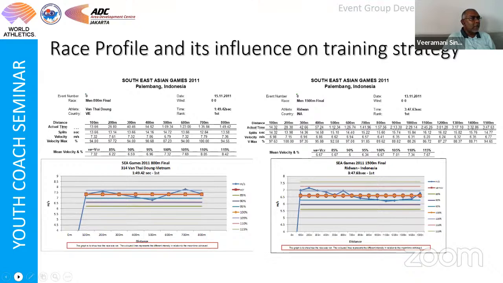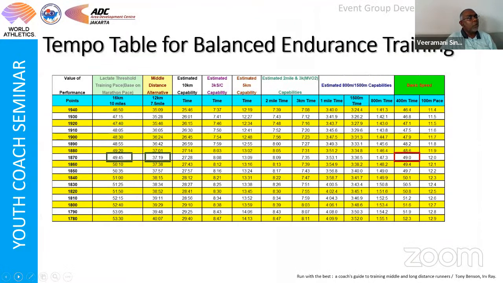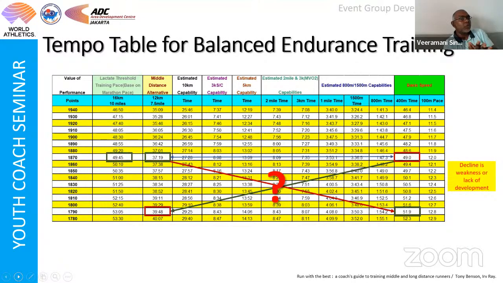So with that, I think we are very familiar with this. Again, the importance of what I call balanced endurance training is critical. We mentioned these two areas where the drop is. Of course, one area always shows the decline or weakness in a particular development.